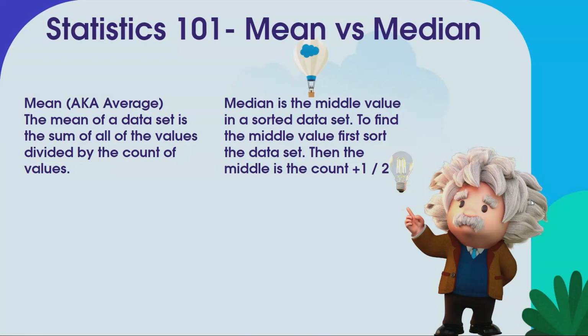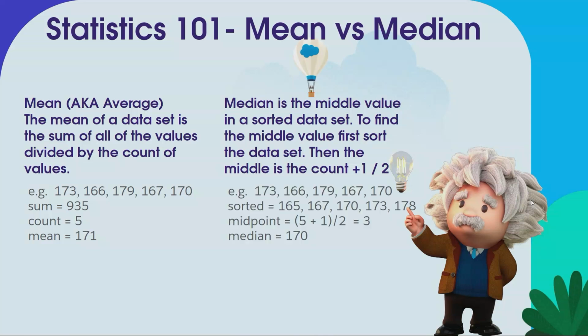Now I'm going to talk very briefly about some statistics, some very basic statistics. Mean, or average, is the sum of the data set divided by the number of items in the data set. So for this data set, there's 5 things. We get a mean of 171. Median, on the other hand, is the middle of that data set. So we sort the list, we find the midpoint, and in this case, the median's 170.